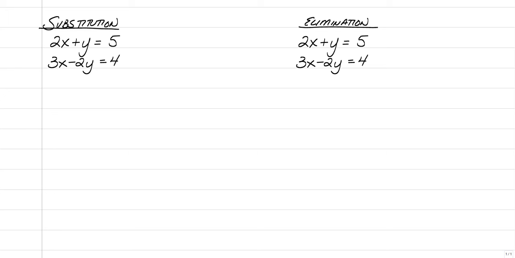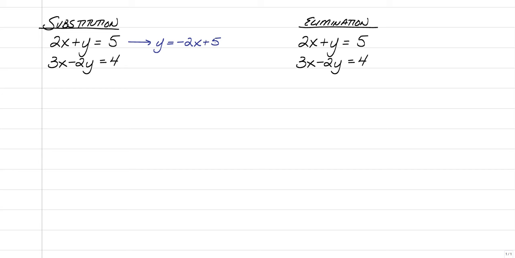Okay? So let's start. Substitution. The first thing you're doing with substitution is you need to get one of these two equations to be either y equals or x equals. It doesn't matter. Some are easier than others. In this one, it's going to be easier to get y by itself because there's no dividing by 2 or anything required. So all you have to do is subtract 2x from both sides to get y by itself. So this equation is y is equal to a negative 2x plus 5. So that's your first step, is get one variable by itself.